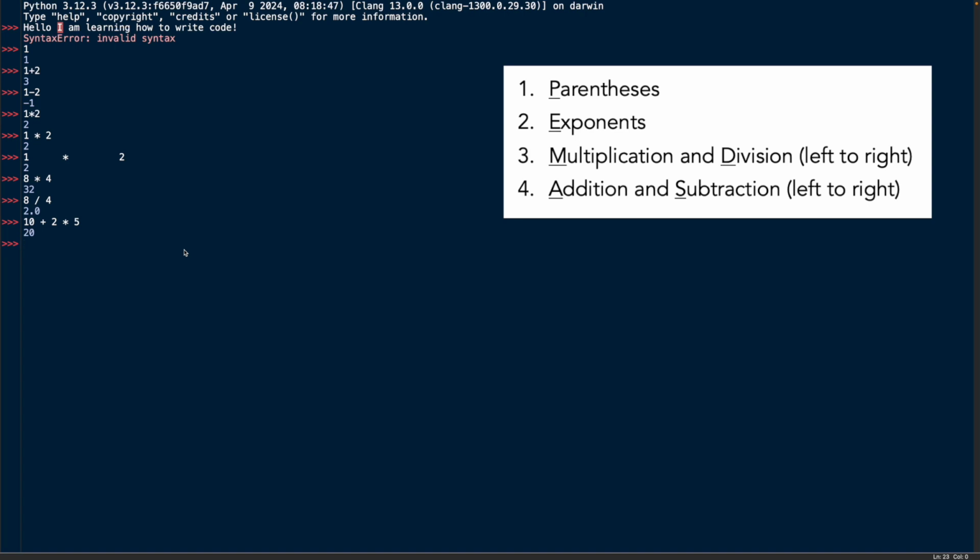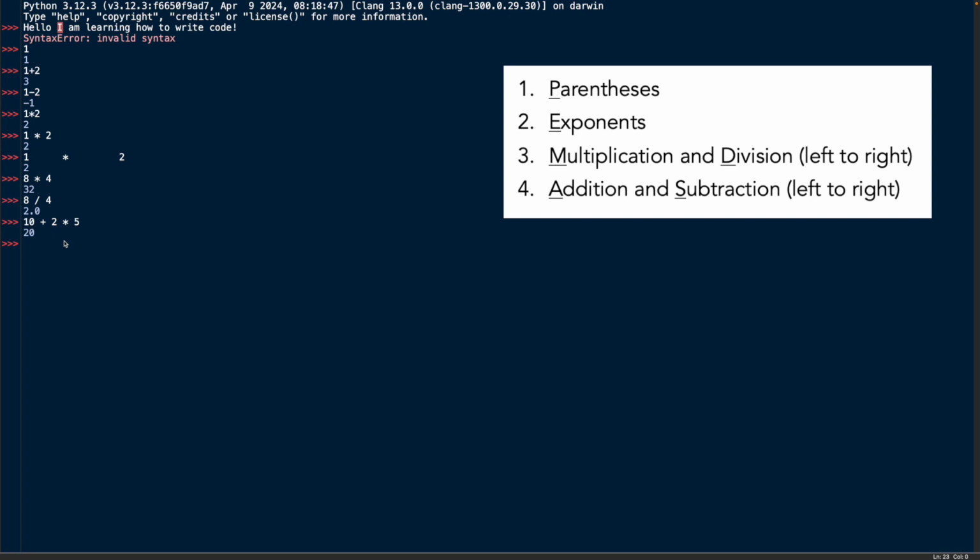So because Python follows this rule, when it looked at this expression, it said, hey, I'm going to do 2 times 5 first and get 10, and then I'm going to add 10 plus 10 and get 20. And that's how this was evaluated. So let's try to do some of these other operations we see here.